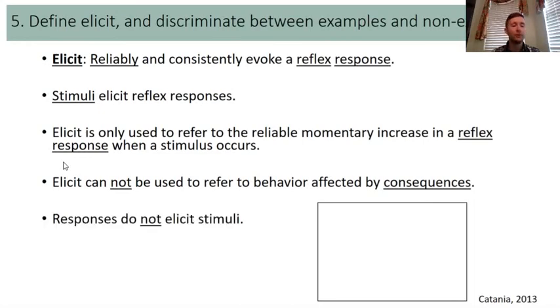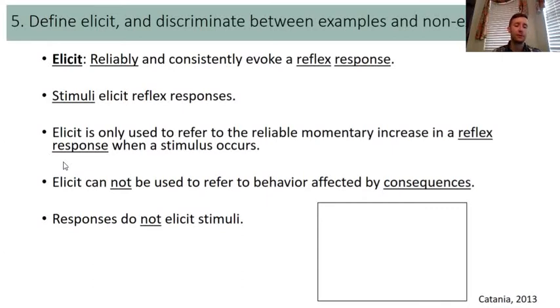And responses do not elicit stimuli. We use other terms, like a response can produce a stimulus, or result in the occurrence of a stimulus. But in the case of respondent behavior, we're talking about reflex responses, and reflex responses don't have any effect on the environment. They don't produce consequences that select or influence the future probability of the reflex response. That's not happening with respondent behavior. So responses don't elicit stimuli.